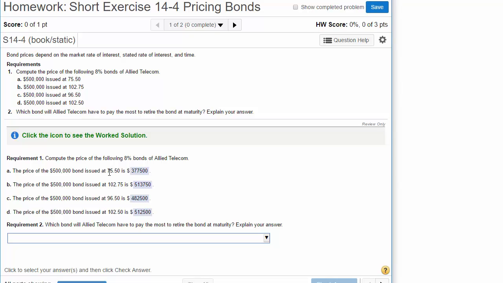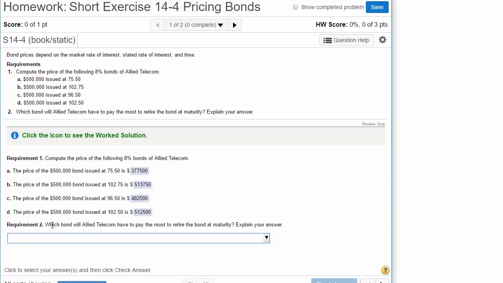In these scenarios, we're just seeing if you understand how to interpret the bond prices. Bond prices are listed as a percentage of par. So these prices are actually a percent. So this is 75.5%. And then in these scenarios, scenario D is the scenario where the company received the most money, 512,500. Oh, excuse me, I was wrong. Scenario B, they got the most money.